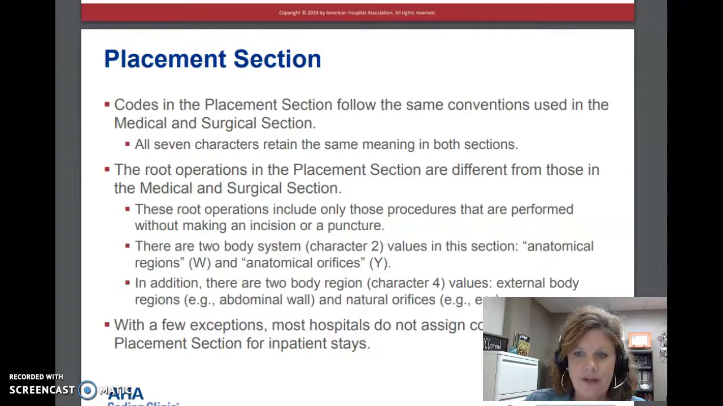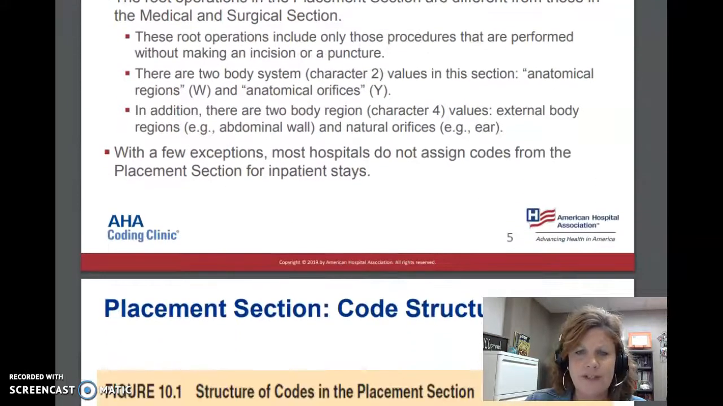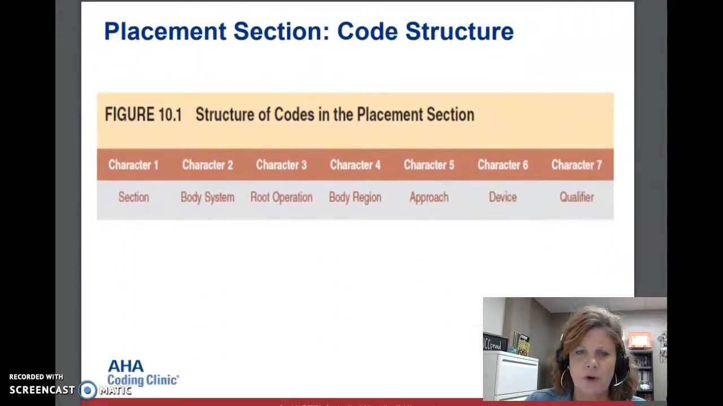A couple of different things: these root operations include only the procedures that are performed without making an incision or a puncture. There are 2 body systems, anatomical regions and anatomical orifices. In addition, the 2 body regions, character 4, are external body, abdominal wall, and natural. With a few exceptions, again, hospitals don't code in this area.